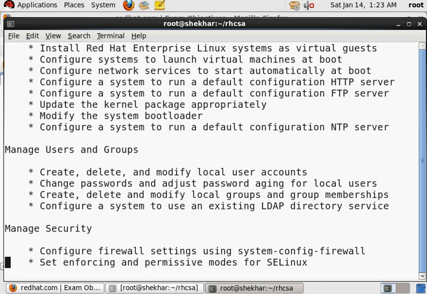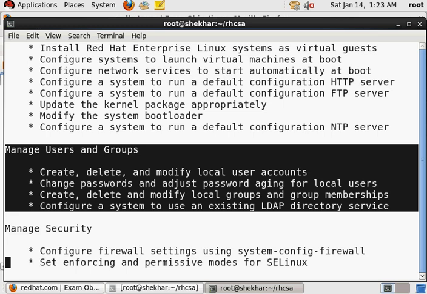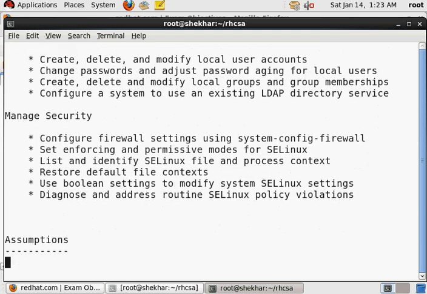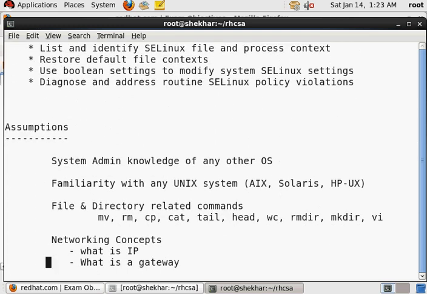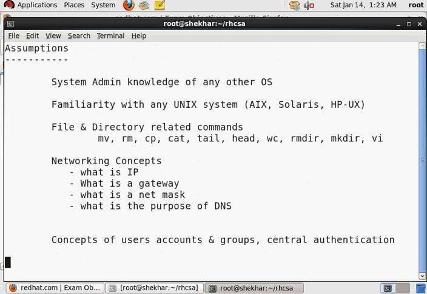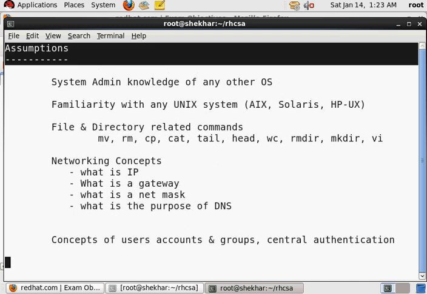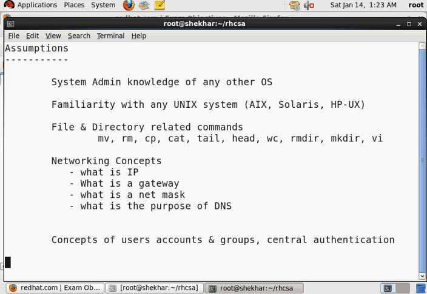Obviously user administration is an important task, as we have seen. Security, I will not go into the details of it. My main focus is to come to the next section, which is the assumptions. Now, since this is a video series, a very short series, not more than a specific number of hours, we are going to assume that you have some prior knowledge of this operating system.